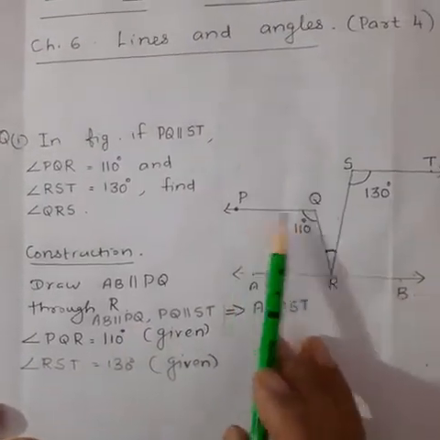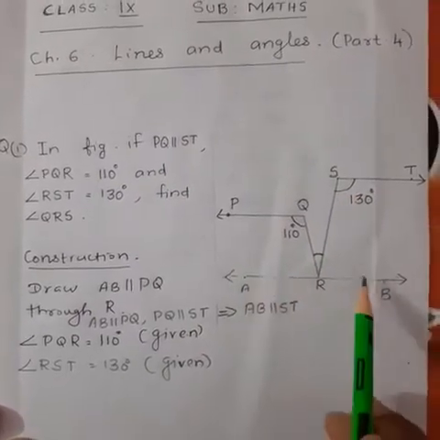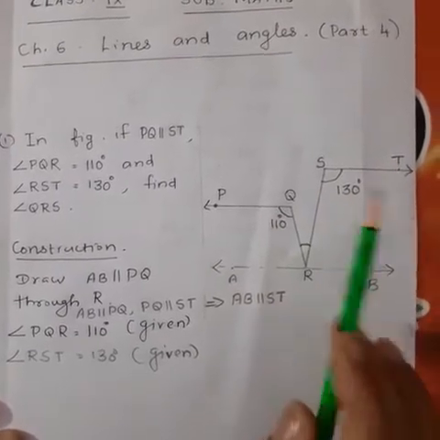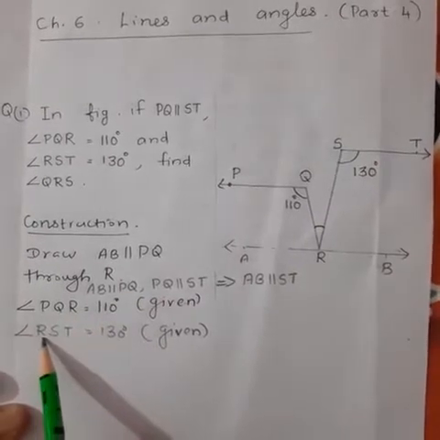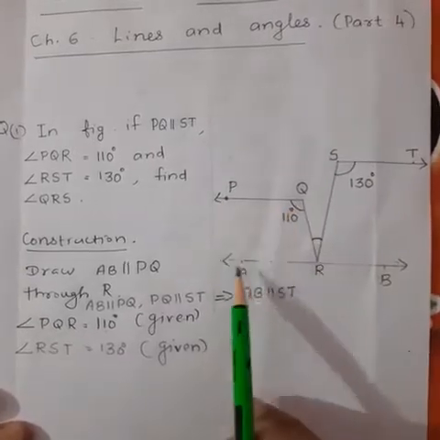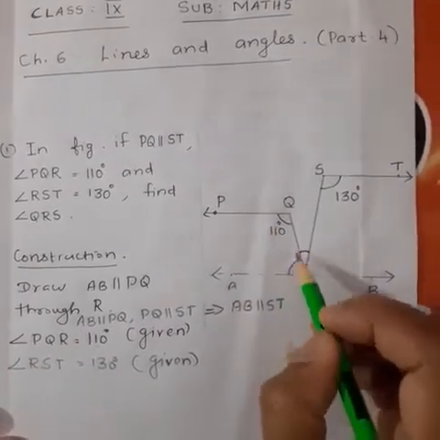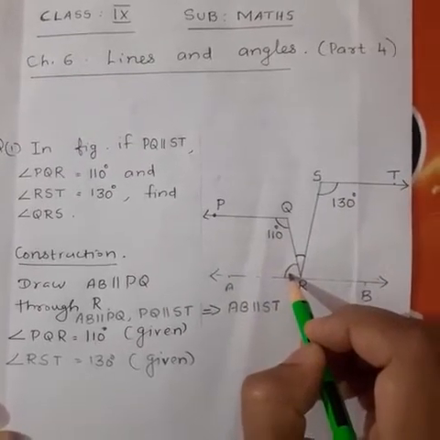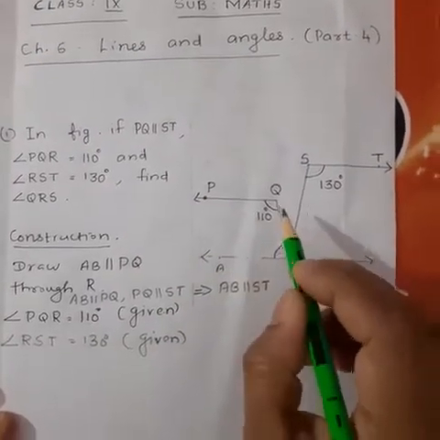So AB is parallel to PQ and PQ is parallel to ST, then AB is parallel to ST. You know the theorem, the lines parallel to the same line are parallel to each other. Now angle PQR is equal to 110 degrees, angle RST is equal to 130 degrees, given. Now see this line, PQ is parallel to AR. So what is the relationship between these two angles? They are co-interior angles. So the co-interior angles are supplementary, so you can find out the angle ARQ.